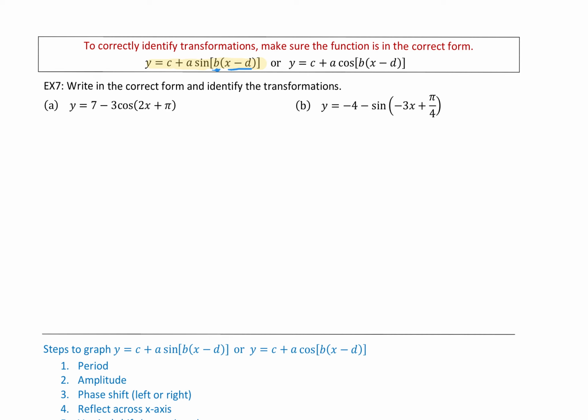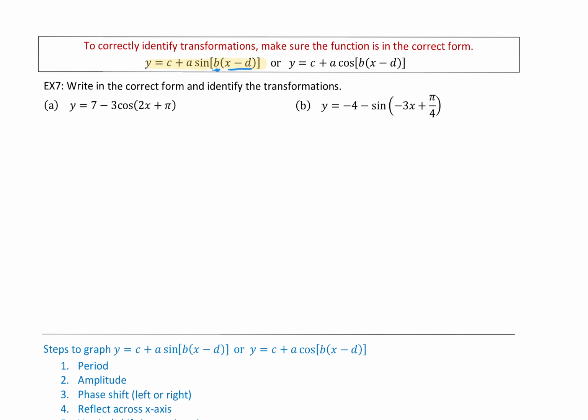The phase shift is just adding or subtracting from only the x value. So anything multiplied by that x, like a negative or a 2 or something, that has to be factored out. Also, if there is a negative in front of the b, in the case of sine, it's an odd function, we can bring that negative out in front of the a value, not the c value.